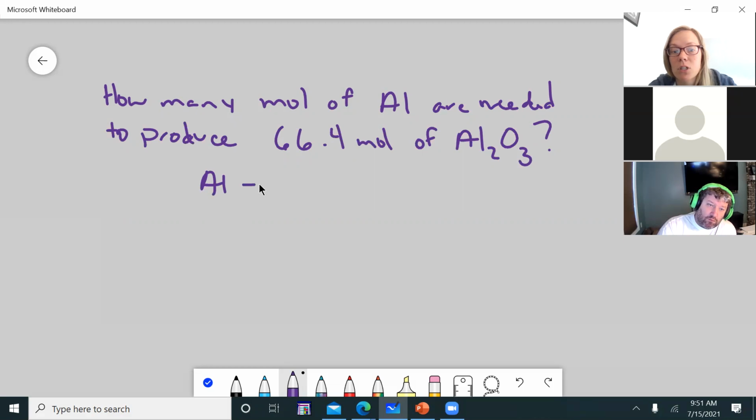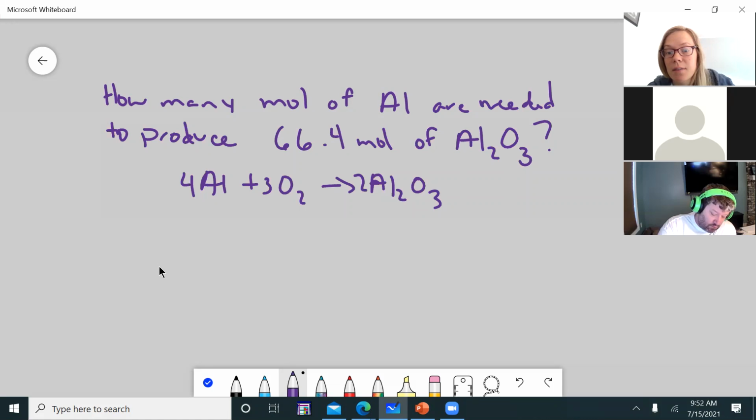So aluminum, I'll give it to you, plus oxygen will produce aluminum oxide. And I'm going to balance this out because we need the correct coefficients. So we'll put a 2 here, a 4 here, and a 3 here. This follows the same system as the last problem we just looked at on the slide, so you can use that as a model, and I will give you all 5 minutes to work through that.